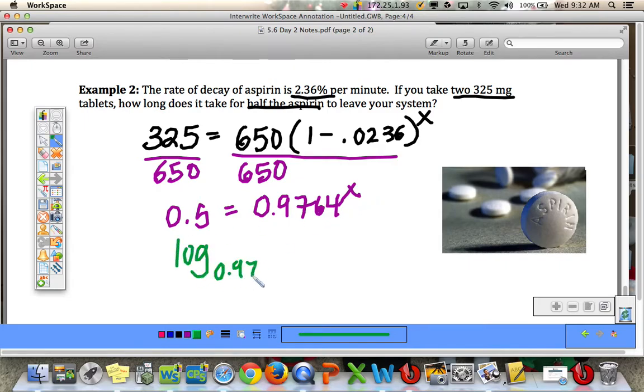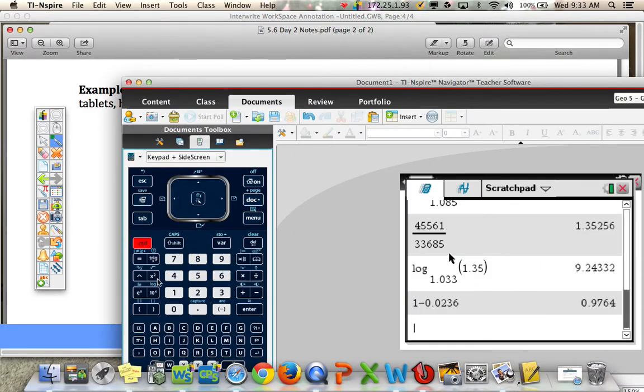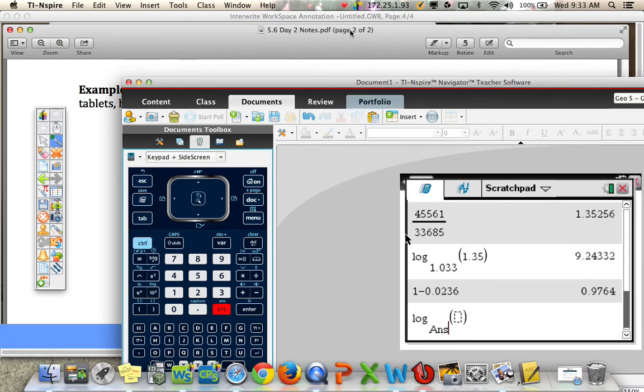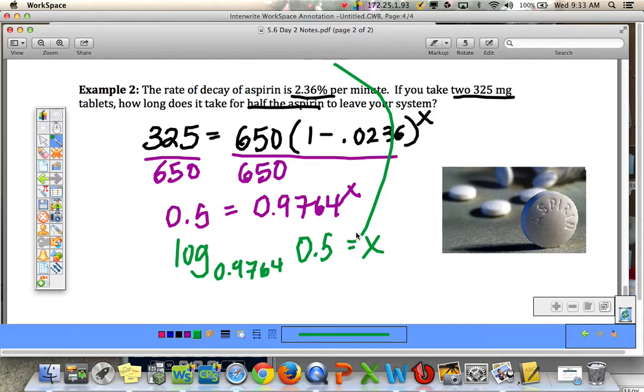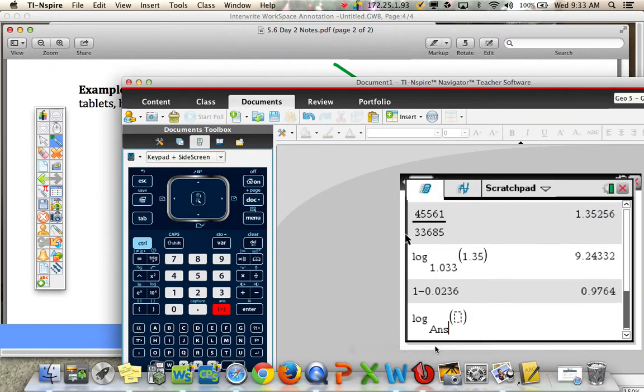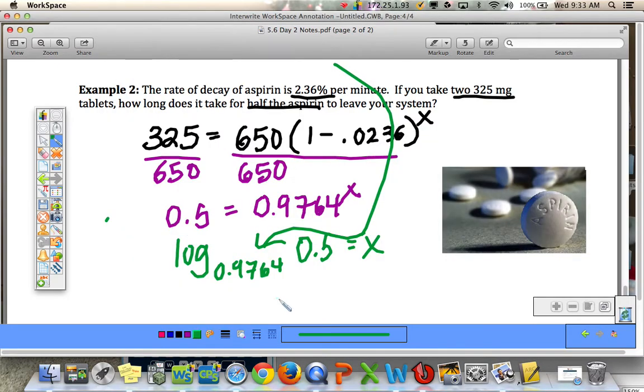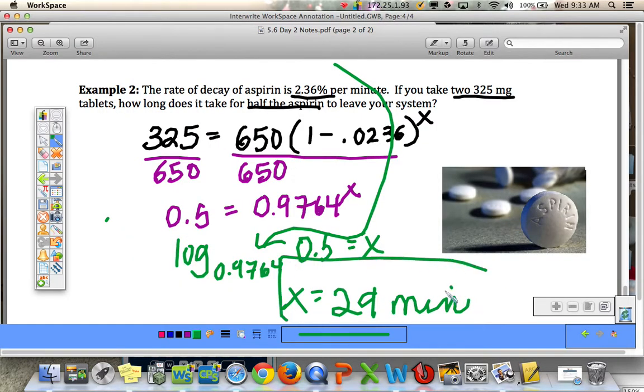Log base 0.9764 of 0.5 equals x. Type it in your calculator. Instead of typing in that 0.9764, I'll use my last answer key. And then we'll type this in of 0.5. All right, so after 29 minutes, half the dosage is still left in your body.